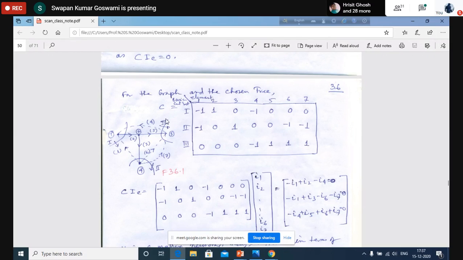Now in matrix C, we shall express the composition of this cut set along with their relative orientation with respect to the direction of the basic cut set. So this is the matrix between cut set and element. Rows correspond to cut sets or basic cut sets, columns correspond to elements. Now you see that element 1 is in cut set 1, and element 1 is also in cut set 2.